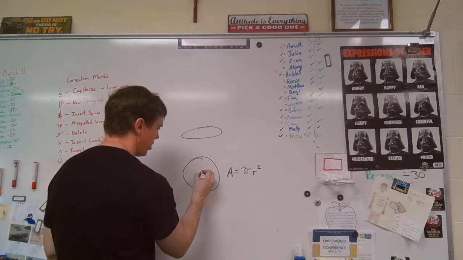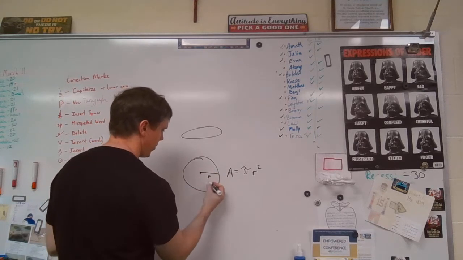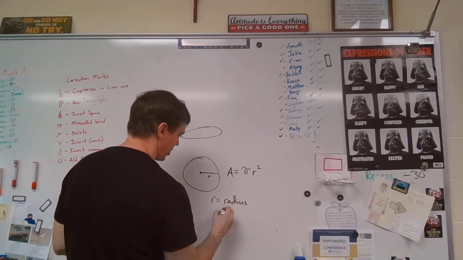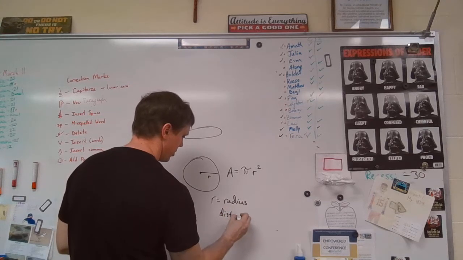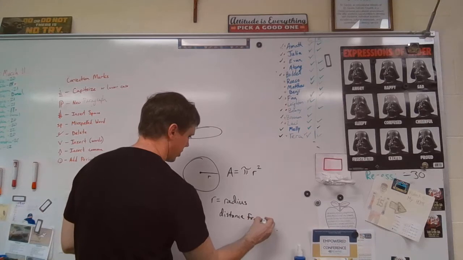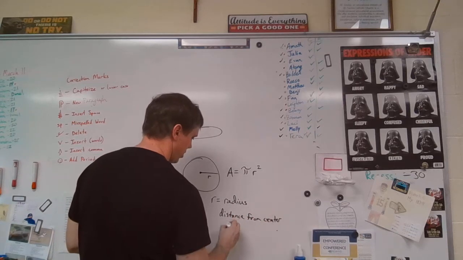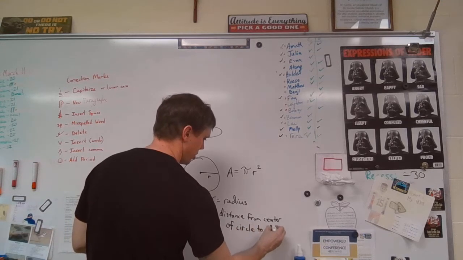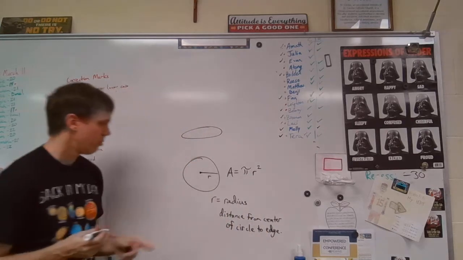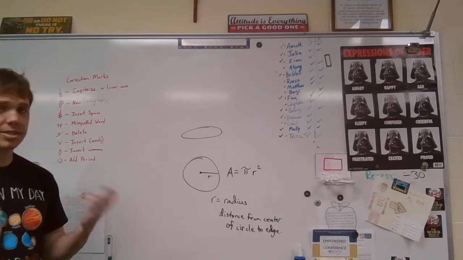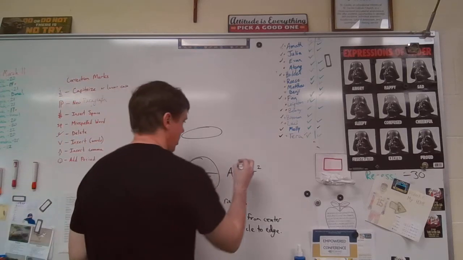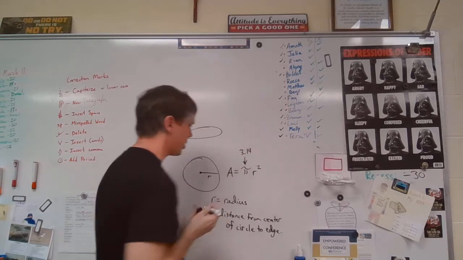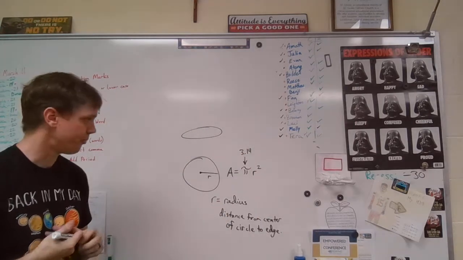So first of all, r is just a radius, okay? So r equals radius, which is distance from the center of a circle to the edge. Okay, pretty easy. Now, pi is a number that goes on forever. A lot of you guys know that. However, all I want you to use is 3.14. And get used to that number because, oh boy, is it going to show up a lot.